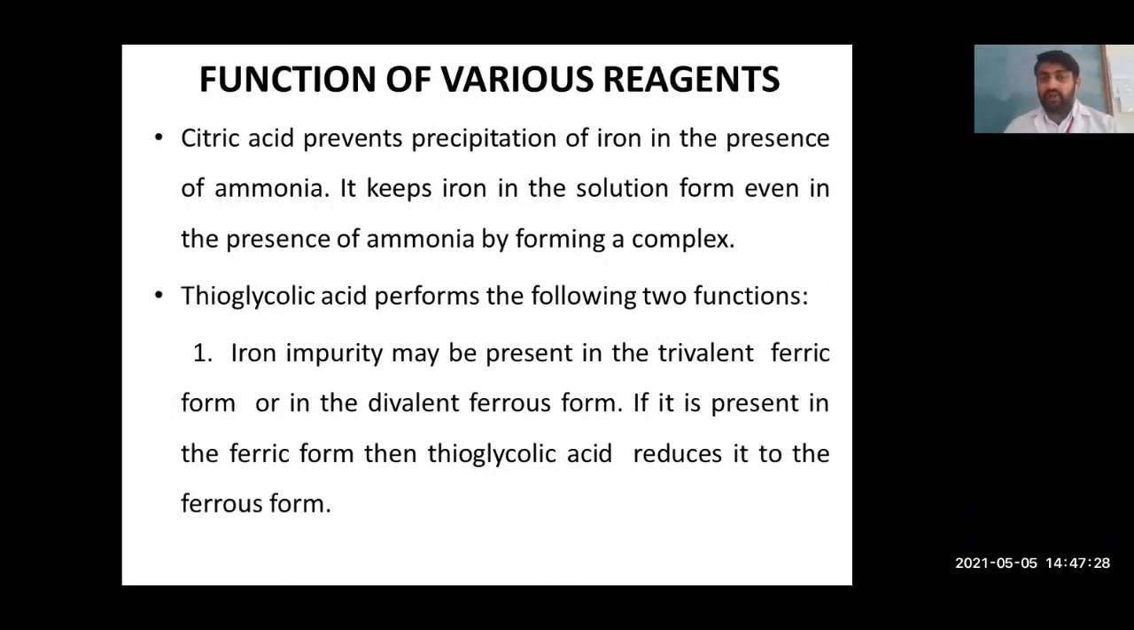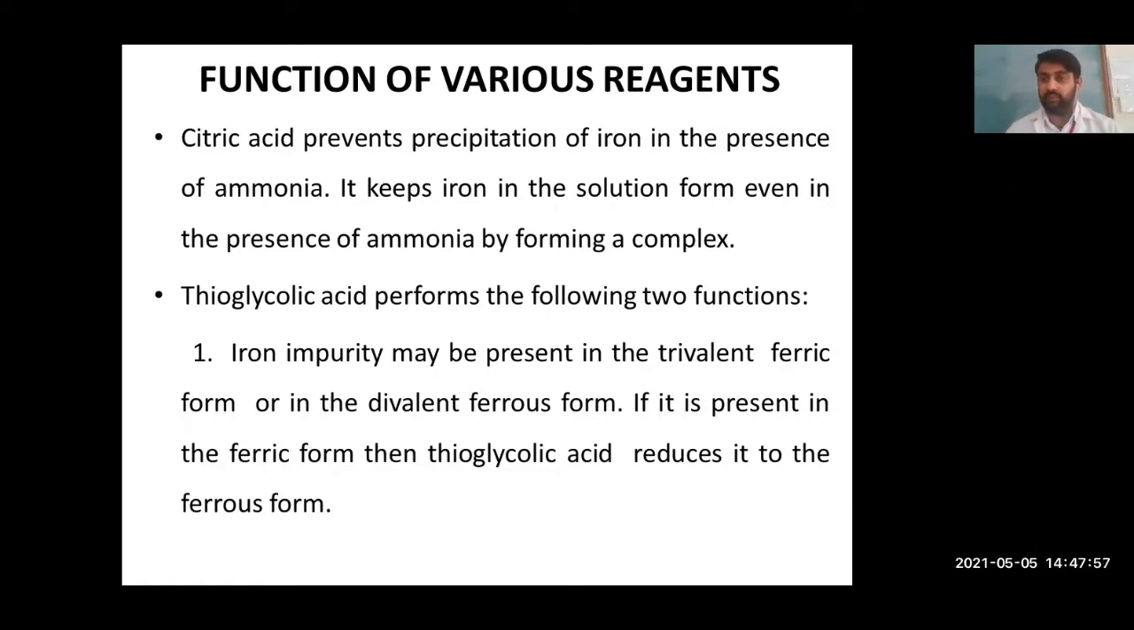So what are the functions of the different reagents we are using in this test? Citric acid prevents the precipitation of iron in the presence of ammonia, and it keeps the iron in solution. Even in the presence of ammonia, it doesn't form any other complex. So first, citric acid prevents the precipitation of iron from the solution.